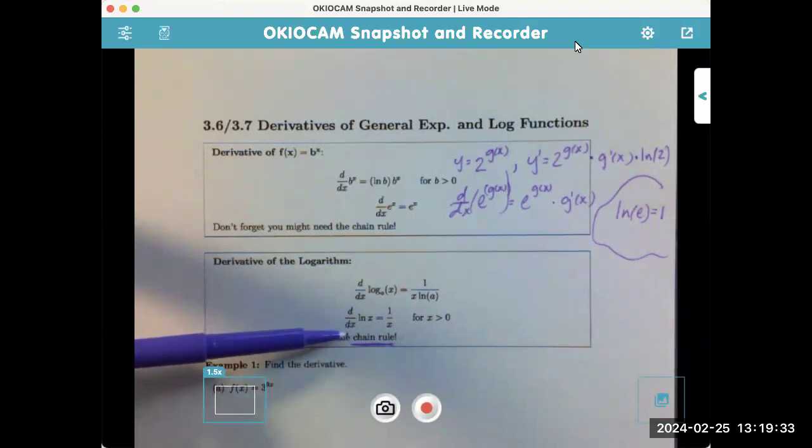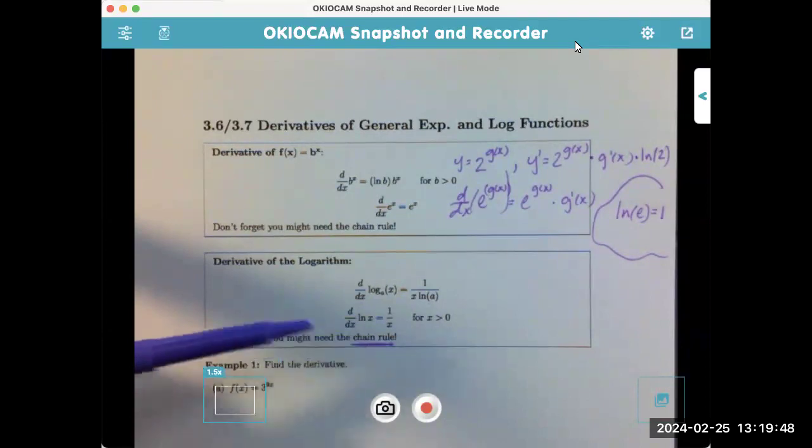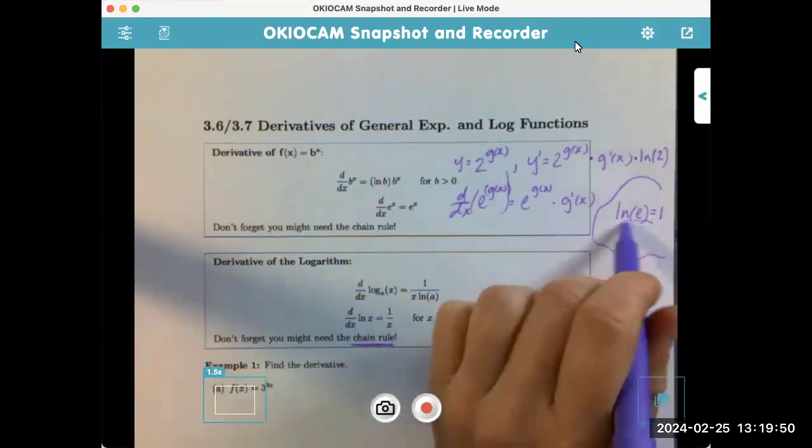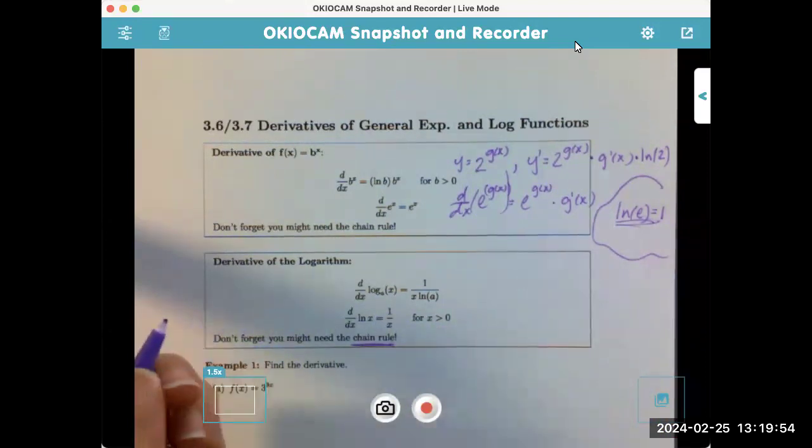If I have the natural log of x, that's just 1 over x, because the assumed base e for natural log would give us the natural log of e, but that's just 1. So we don't write it. But again, don't forget chain rule.